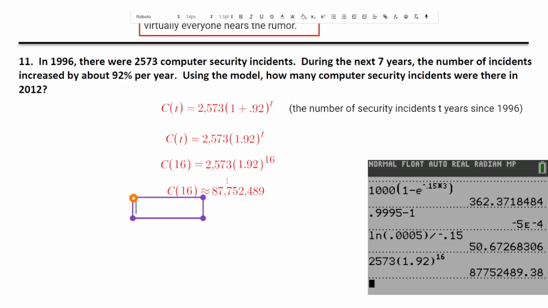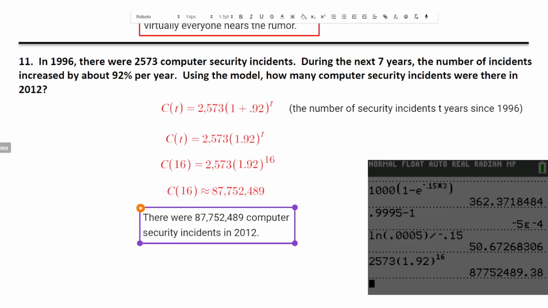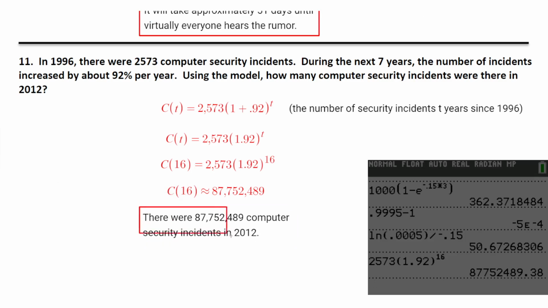Okay. So let's answer the question as a complete sentence here. We're going to say that there were 87,752,489 computer security incidents in 2012. All right, we are making some progress here. Okay, well, there's number 11, and that wraps up page 5.